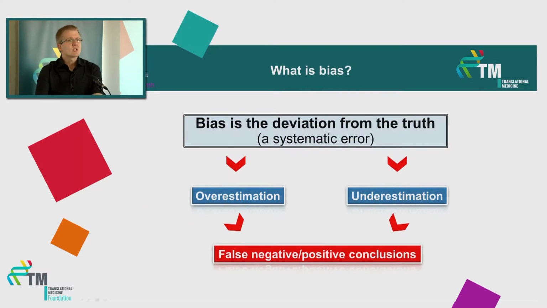What is bias? We frequently use it. I think you heard it today at least 10 times from all of the lecturers. Bias means a deviation from the truth, a systematic error affecting all the results and distorting them. Bias may lead to over or underestimation of the effect estimate. Of course, it can be neutral as well. However, both false positive and false negative conclusions can be drawn due to biased analysis.